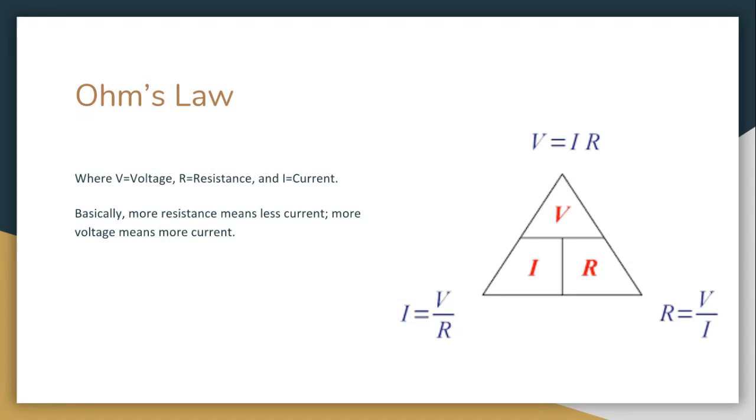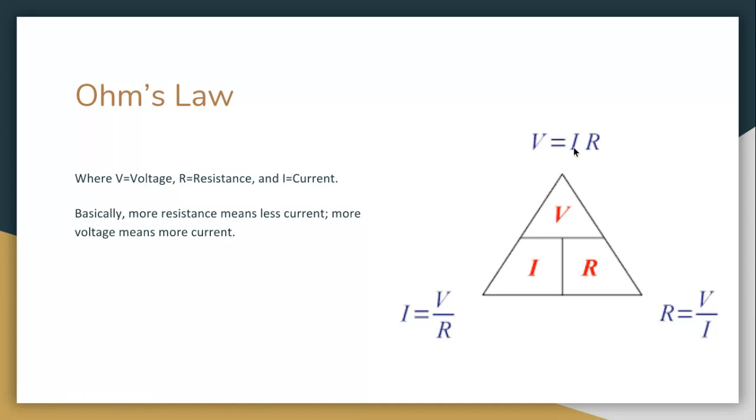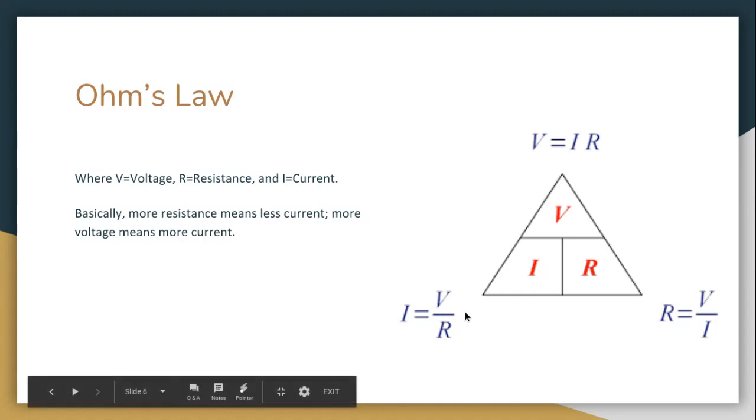So here comes the math. Ohm's law basically just says that if there's more resistance, there's less current, or if there's more voltage, then there's more current. And here are the equations you would use. V equals I times R, the voltage equals the current times the resistance, is the major equation. And then you can use all the different forms of that there.